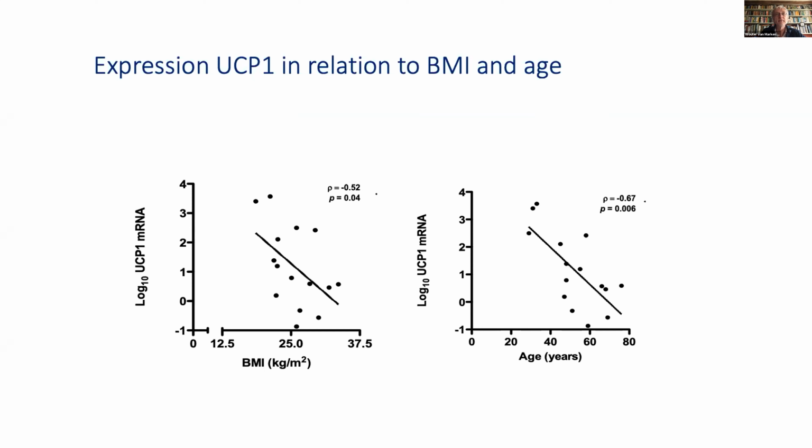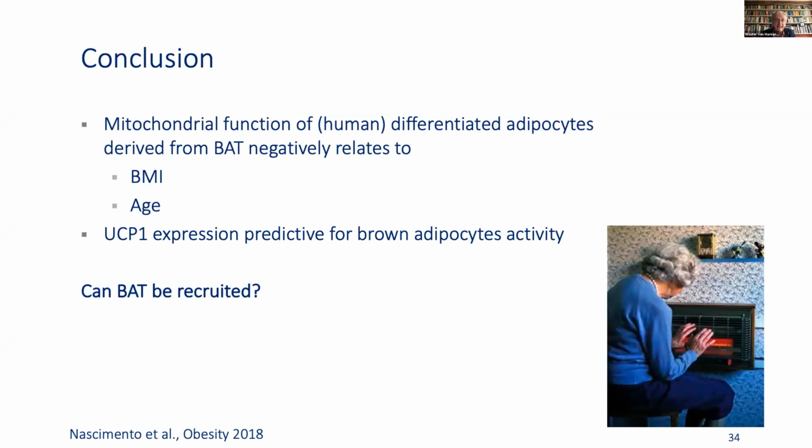So all in all, we may conclude that the mitochondrial function in adipocytes from brown adipose tissue negatively relates to body mass index and age, and that you may use UCP1 as a predictive measure for brown adipocyte activity.